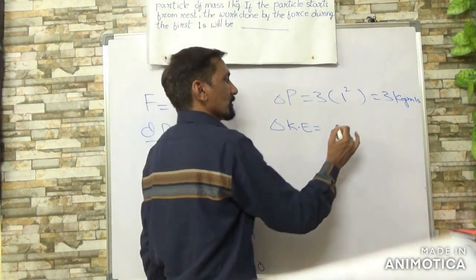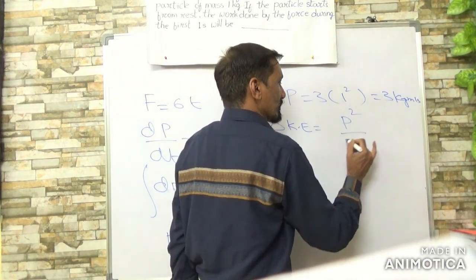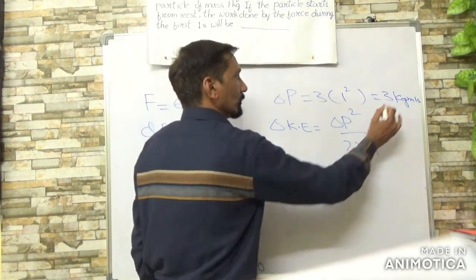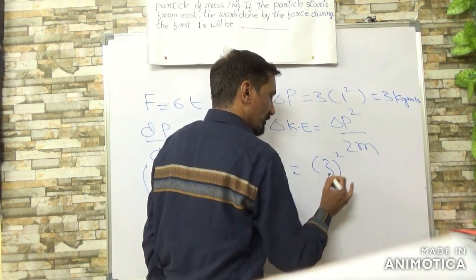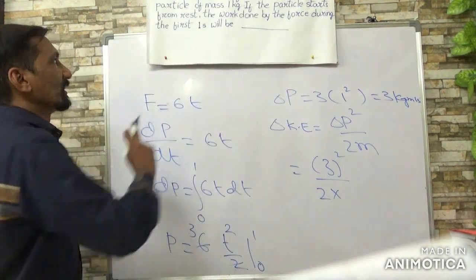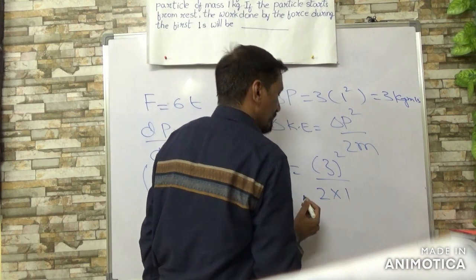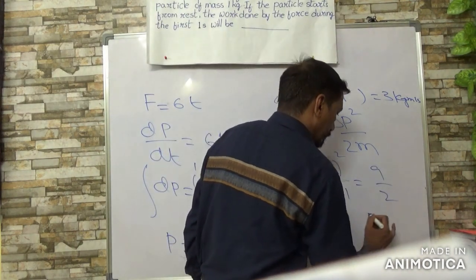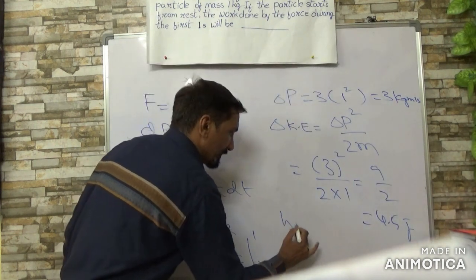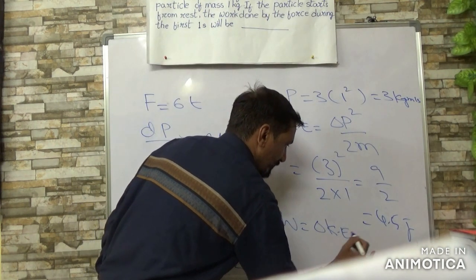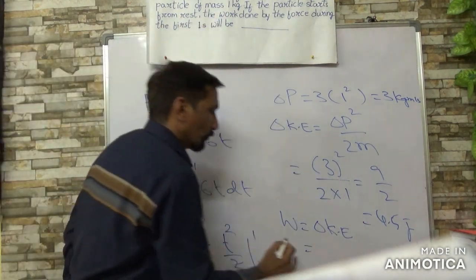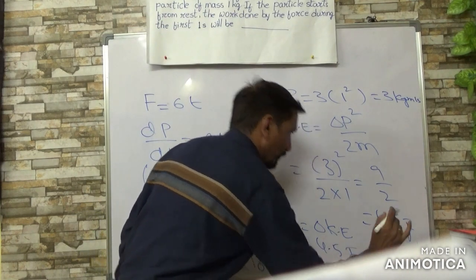So the change of kinetic energy also you can find now. Kinetic energy is equal to P square by 2m, so 3 whole square by 2 into the mass of the body. Here the mass of the body is 1 kg, so that is why 9 by 2, nothing but 4.5 joule. So work done is equal to change in kinetic energy. So work done during the first second is 4.5 joule.